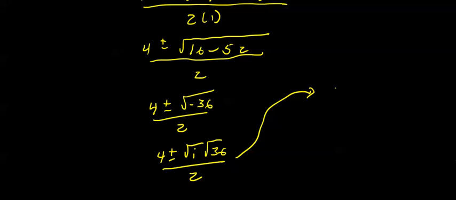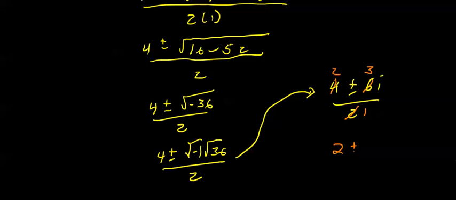And we have 4 plus or minus the square root of 36, which is 6. Oops, my bad. I was thinking ahead. This is the square root of negative 1, not the square root of i. 6 times i over 2. And we can simplify this. Divide this by 2, and by 2. And we get 2 plus or minus 3i. And we're done.